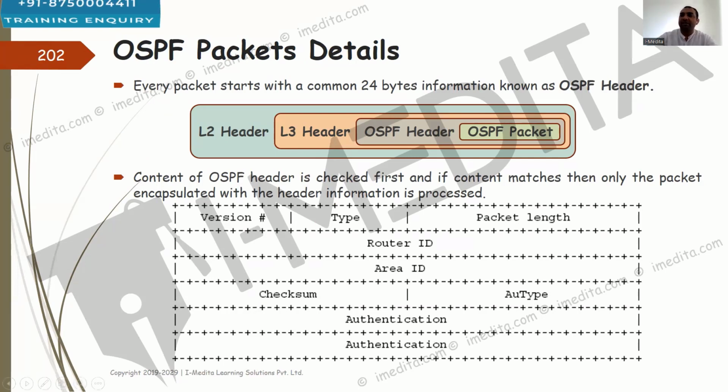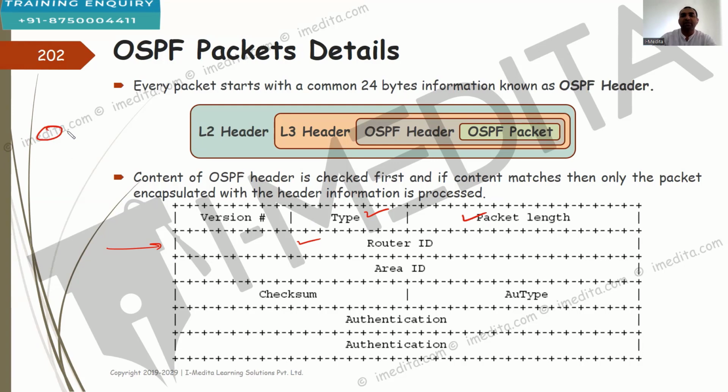So this type field will be used by any device to identify which type of OSPF packet it is. And then there is the packet length and then the router ID. You must be aware of what the router ID is in OSPF.